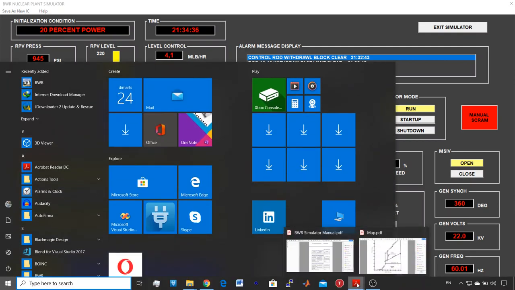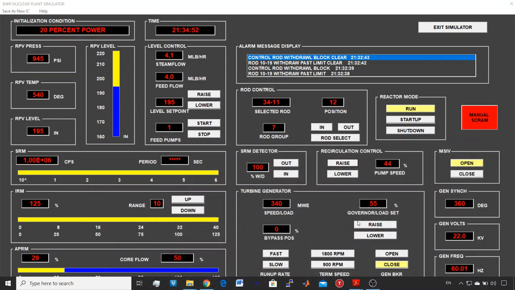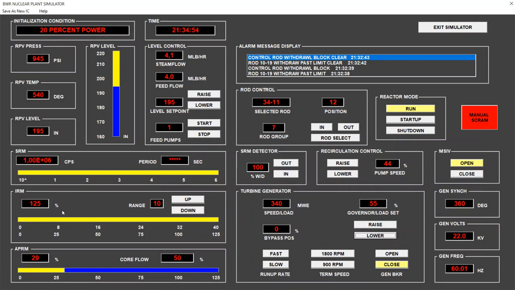Now we need to withdraw control rods until the point B, which will be around 55% of the thermal power. So let's do so. To surpass 30% of the reactor thermal power, we need to start the second feeding pump. So let's start it. We have here the second pump activated, so we can continue withdrawing control rods.